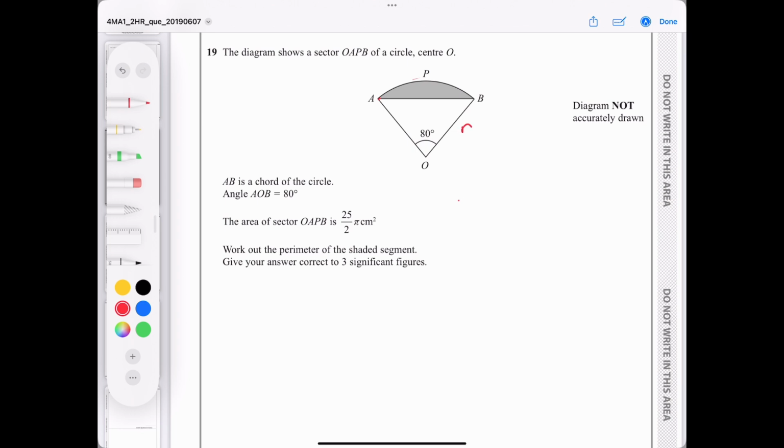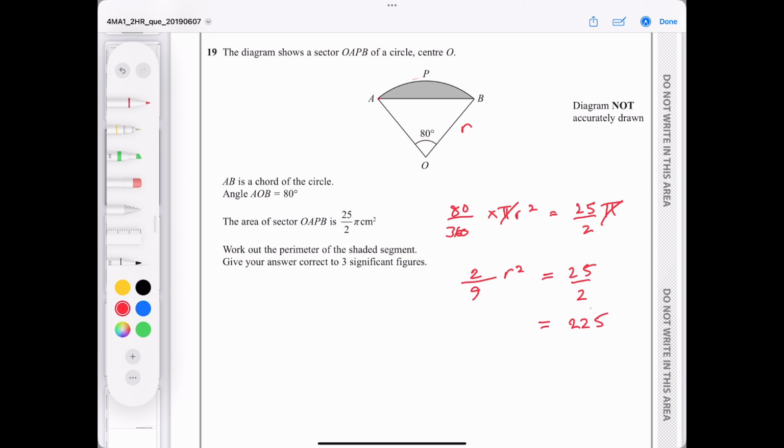So we know that 80 over 360 times pi r squared equals 25 over 2 pi. We can take off pi from both sides. We can divide through by 40, so that's 2 over 9 r squared equals 25 over 2. And I'm going to times by 9 to get 225, so 25 times 9 equals 225.